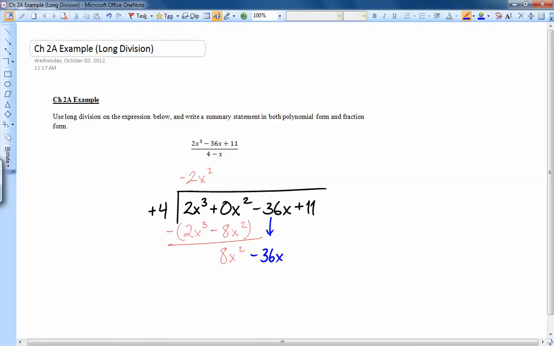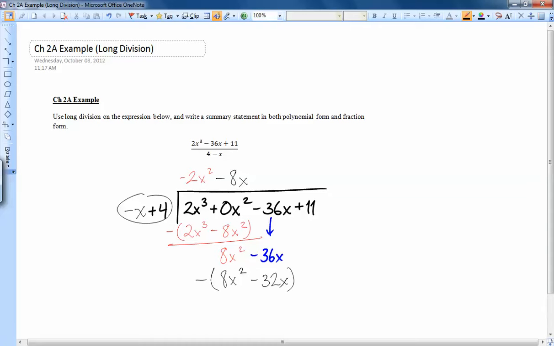So now I'm going to repeat the process. Whoa, I lost my negative x there. Okay, so I need something to multiply negative x plus 4 to help me get rid of the 8x squared. So if I subtract out an 8x, now when I multiply that, I'll get 8x squared here minus 32x here.